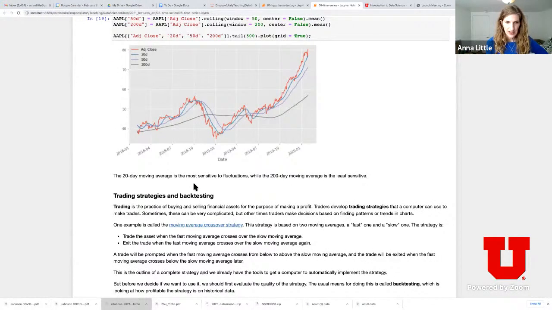Of course, the 20-day moving average is the most sensitive to small fluctuations, and the 200-day moving average is the least sensitive, but also kind of fails to capture some important changes that you would have liked to know.